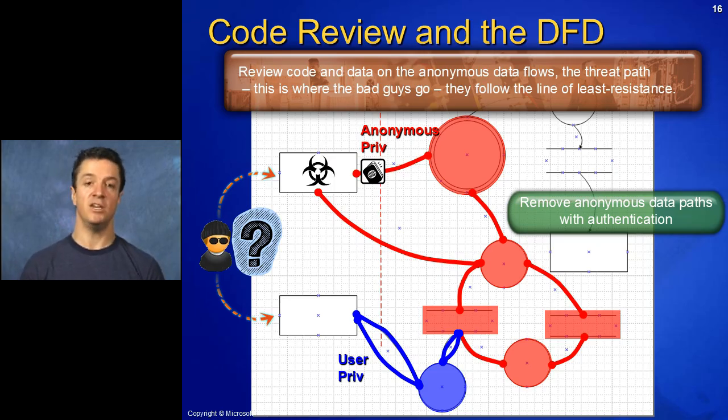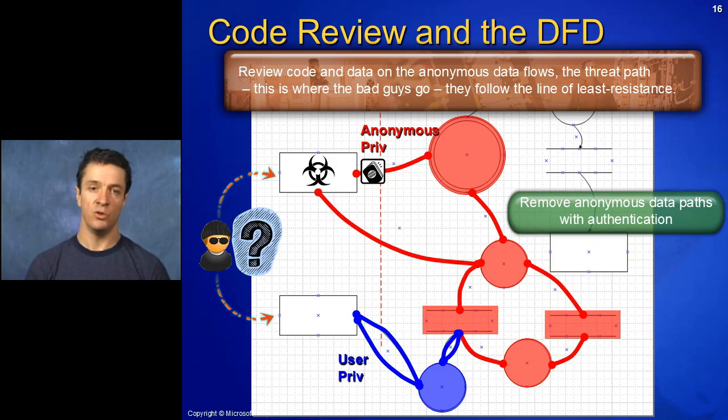But the critical message here is if you're a developer, you should look at the data flow diagram, you should look at all your anonymous code paths and review all the code along the anonymous code path, because that code has to be extremely good, because anyone can exercise that code path. And if there's a vulnerability in that code, anyone can make that code fail, which can lead to disastrous consequences.